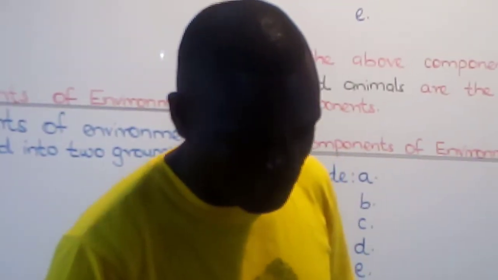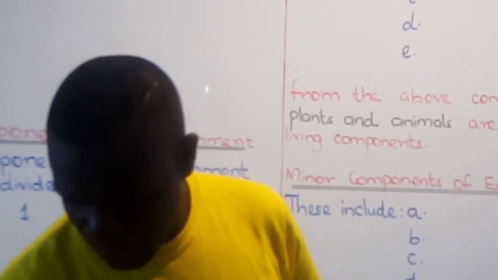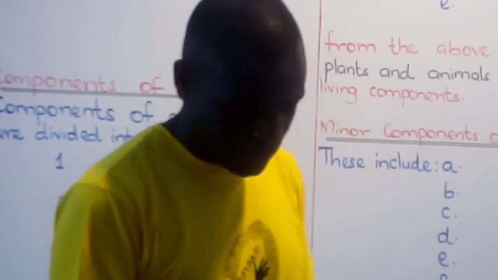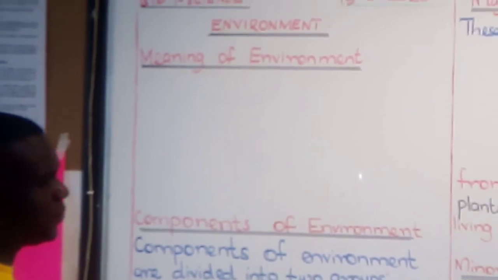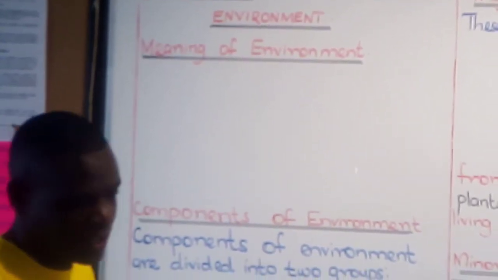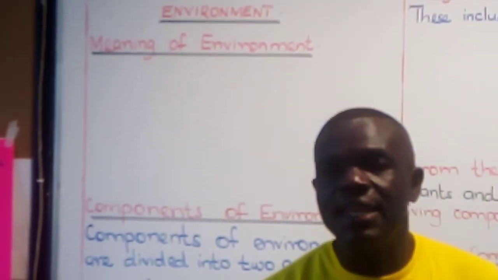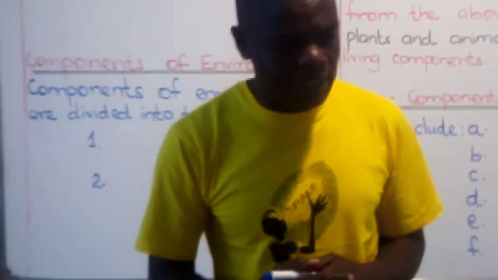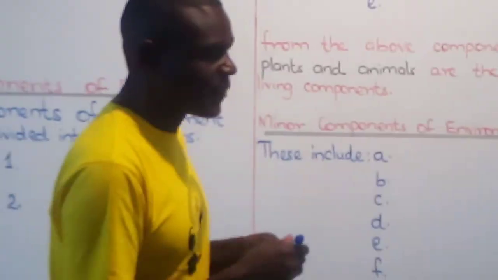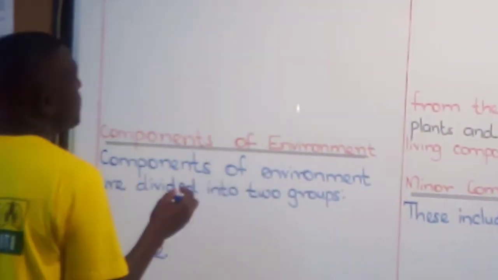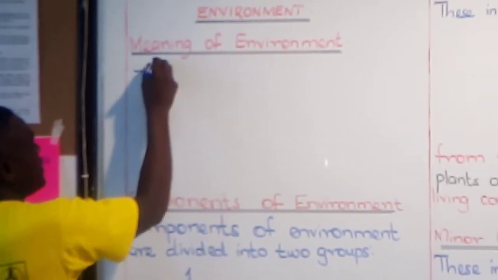The meaning of environment. What the word environment means. Now, environment refers to the surrounding, any surrounding of a living thing. Any surrounding of a living thing is called environment. Any surrounding, anything that surrounds a living thing. Let me write it in that simple language.